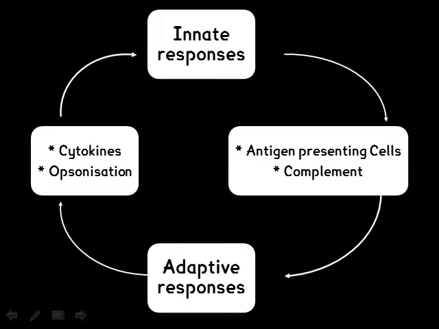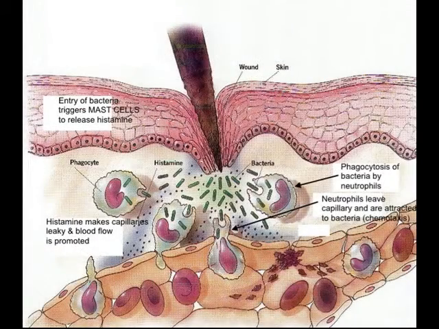Let's imagine that you're out in the garden and you sustain a wound. You get something in your skin and bacteria enter. The entry of the bacteria activates special immune cells in the skin layers called mast cells, and mast cells are very effective at producing a substance called histamine. Histamine has the effect of promoting blood flow to the site of the wound and also making capillaries leaky.